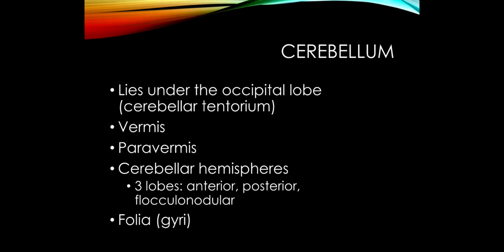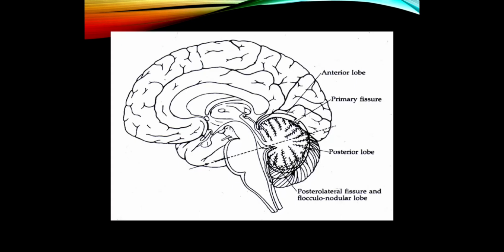All right, so the cerebellum lies immediately under the occipital lobe. There's a very tough reflection of the dura called the cerebellar tentorium, which stabilizes the brain by going between the occipital lobe and the cerebellum. The cerebellum has a midline portion called the vermis, and as we move out laterally, there's an area called the paravermis, and then the largest part of the cerebellum, the more lateral portion, we call the cerebellar hemispheres. Okay? And we divide the cerebellum into 3 lobes, an anterior, a posterior, and a flocculonodular.